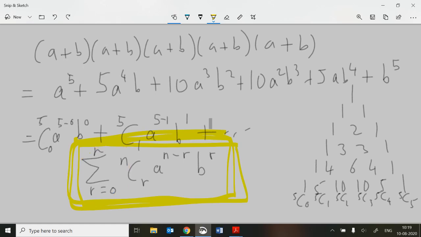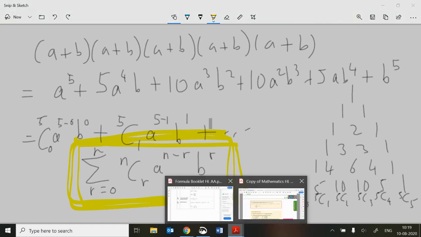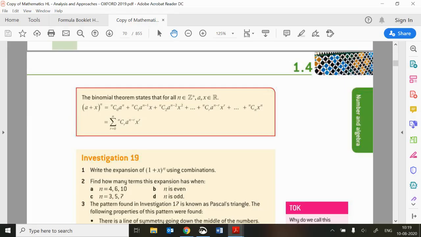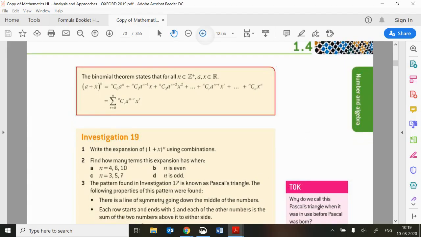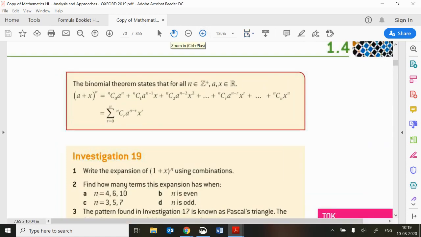Okay, right, well, we're ready to start the questions then. Oh, let's just have a look briefly at how the book writes this, and how the formula book writes this as well. So in the Oxford book, zoom in on this one.